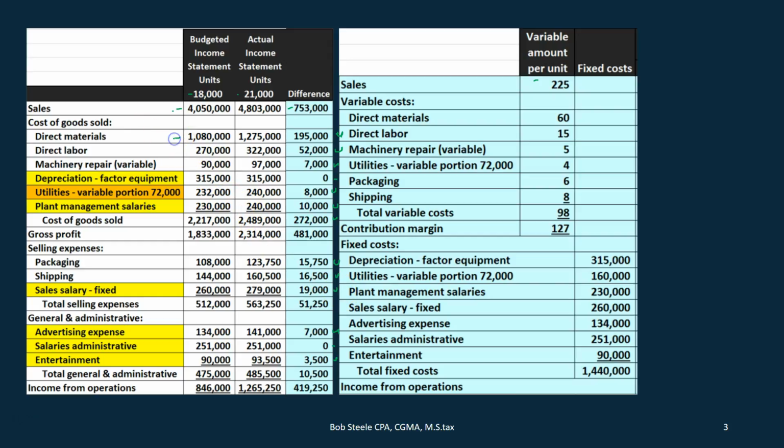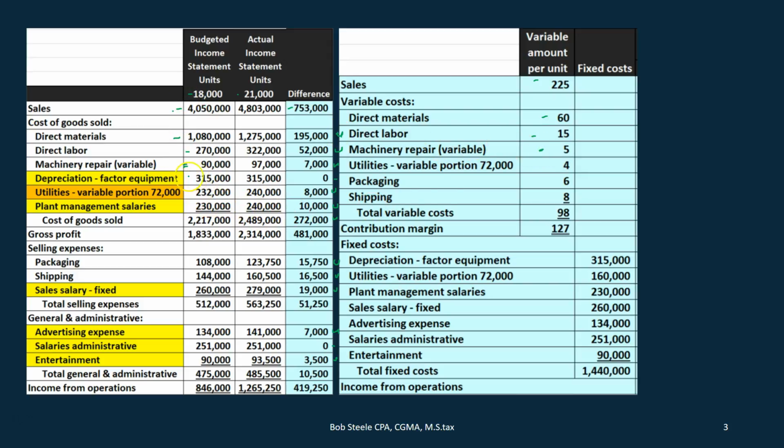We'd have the direct materials, 1,080,000 divided by the 18. That gives us the 60. Direct labor, 270,000 divided by the 18. That's going to give us the 15. If we get to the machinery, that's going to be variable, 90,000 divided by the 18,000. That gives us the 5.